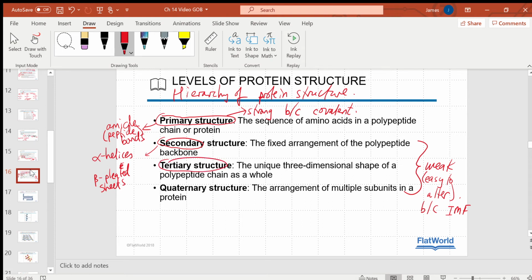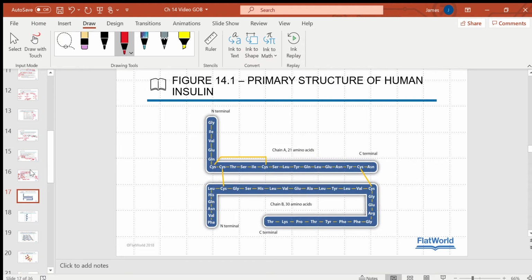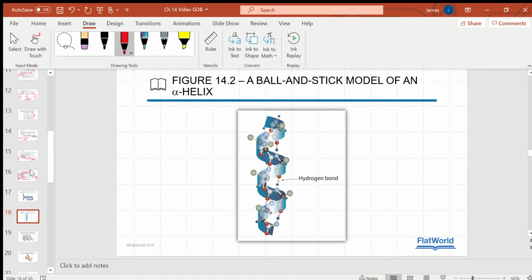Tertiary essentially is an aggregate of secondary. Aggregate just means a collection, an accumulation of. And quaternary is an aggregate of tertiary structure. Okay, don't need to worry about that.